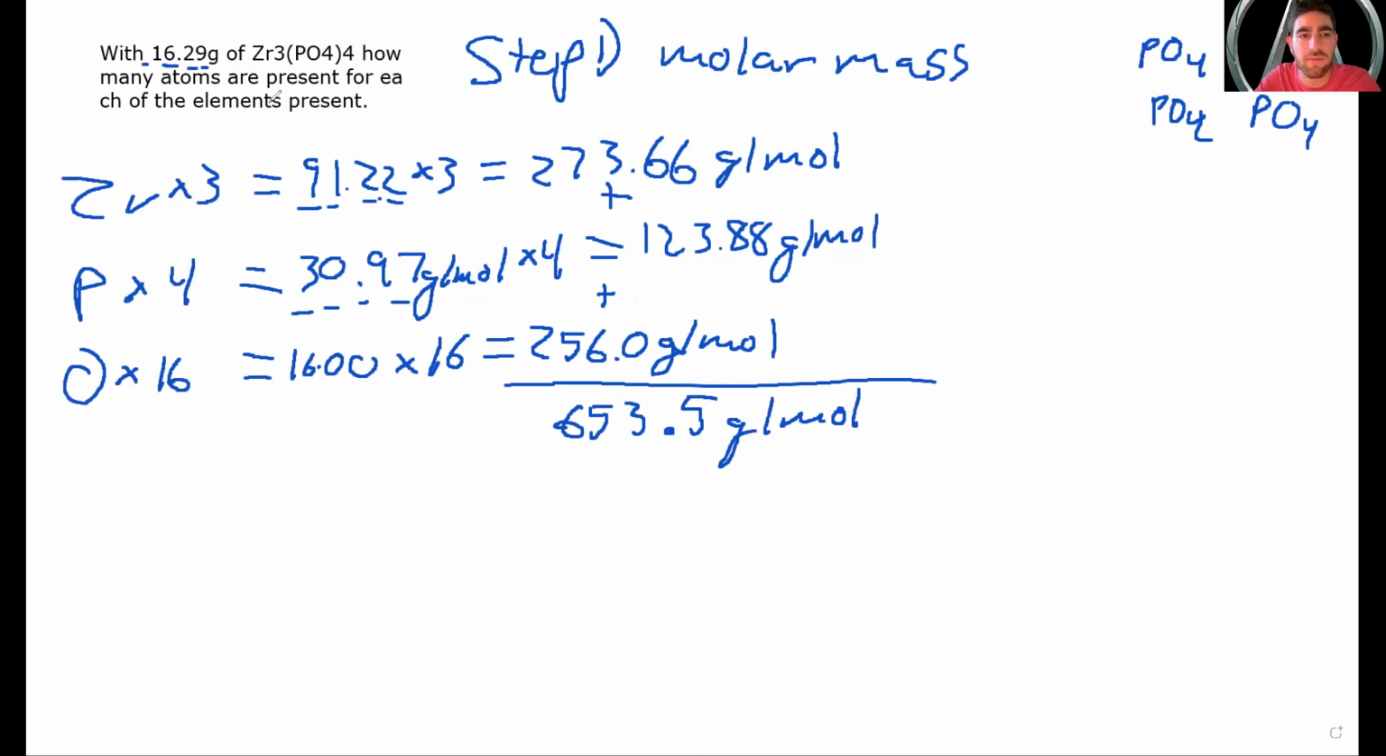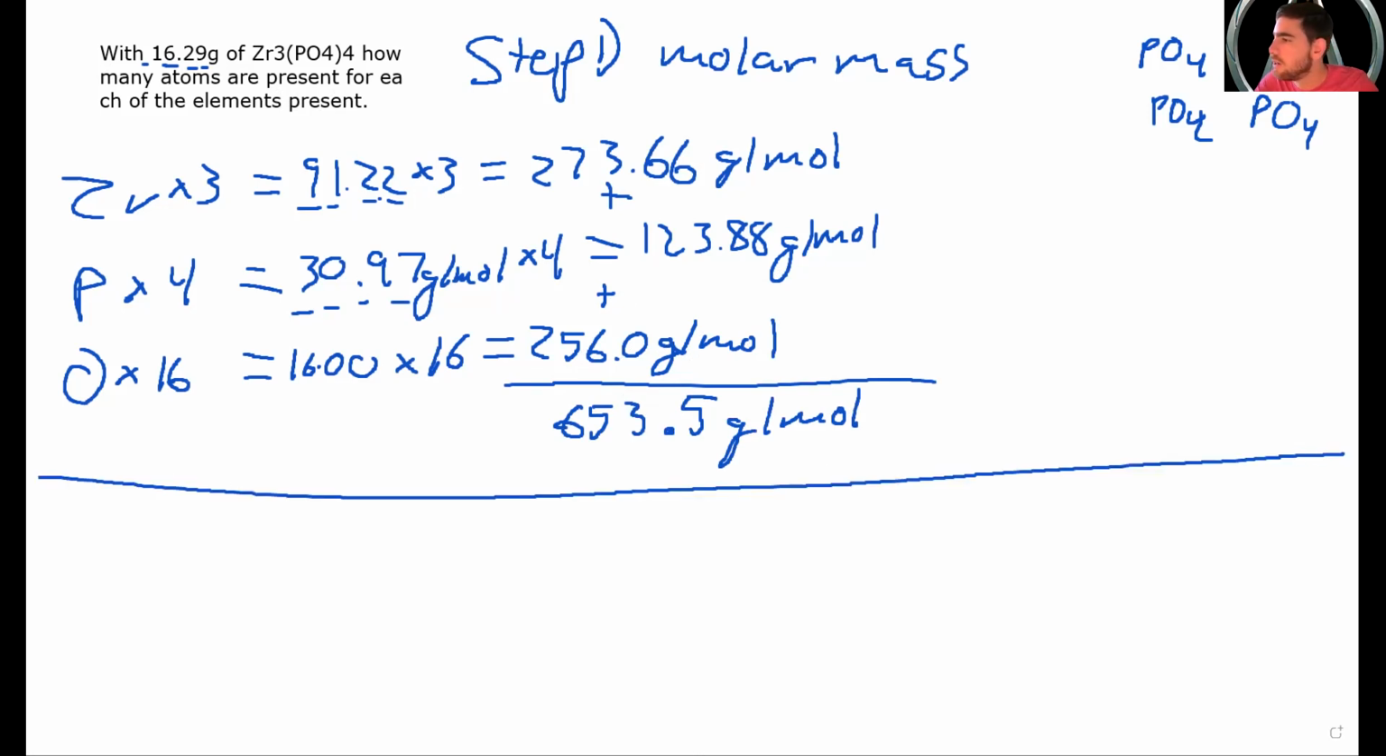Now we want to know how many atoms are present for each of these elements. So we need to find moles. So I'm going to change the color here to, we'll say, orange. And so now we want to know moles. So step 2 is moles. So we need to find moles. Now remember, moles equal our mass divided by our molar mass.